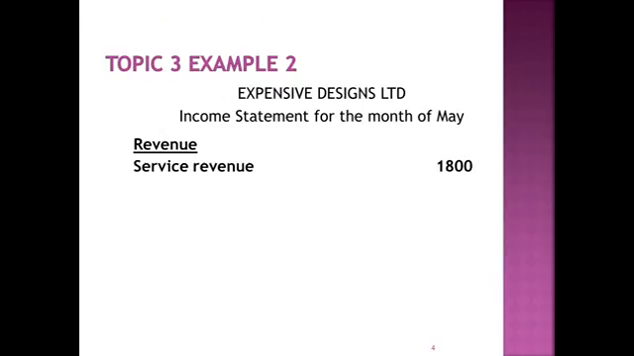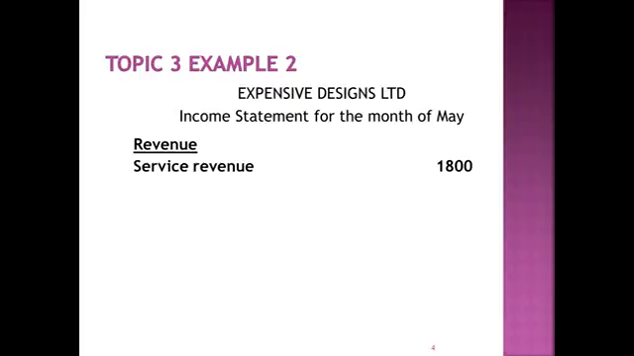Looking at the income statement, we're just going to assume that our transactions were for the month of May. We're going to head it up, because financial statements have headings. So we head it up Expensive Designs Limited. The first part is the name of the company. The second line of the heading is what the statement is, so this is an income statement, and it's for the month of May. The income statement simply calculates the net profit, and we know from previous studies that net profit is made up of revenue minus expenses, and that's the format it takes.